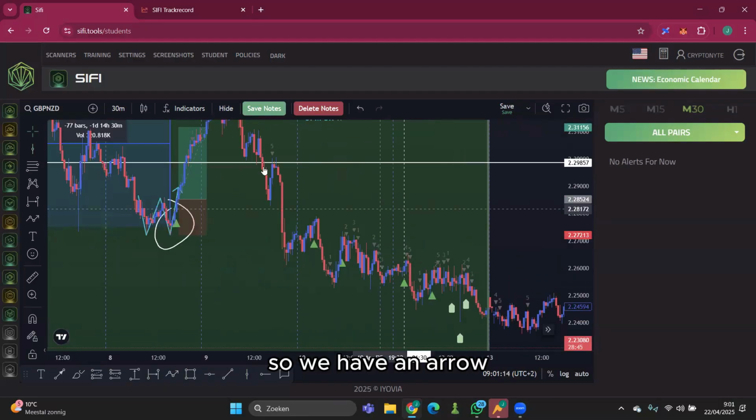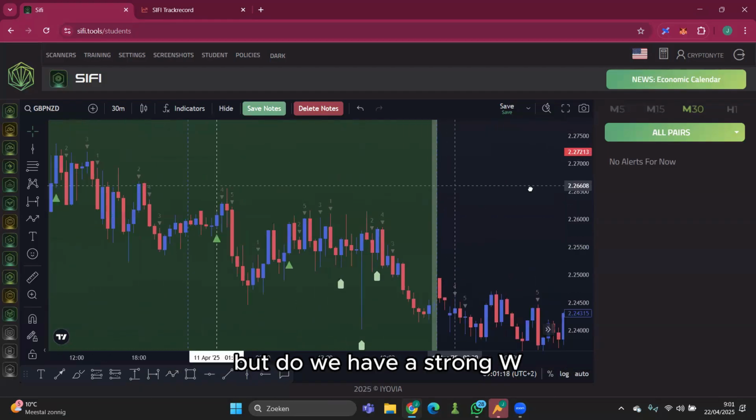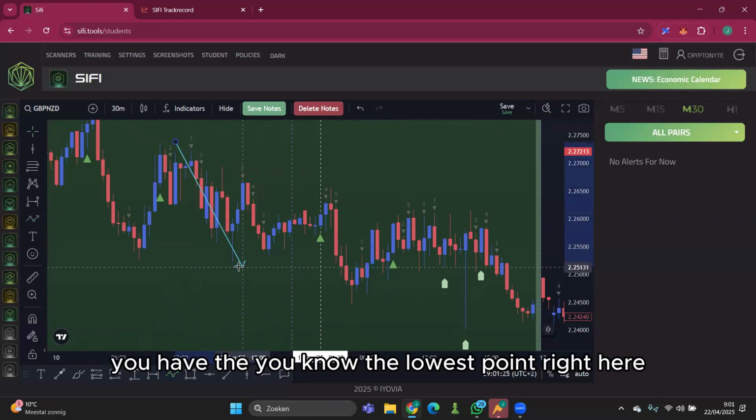So we have an arrow, we have a pullback for at least 2 days, but do we have a strong W? And I don't really like the way that this is looking. You have the lowest point right here.